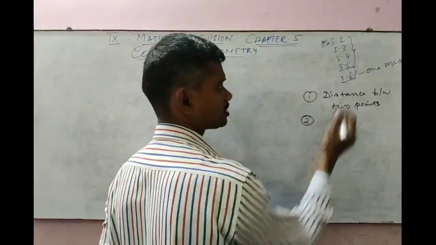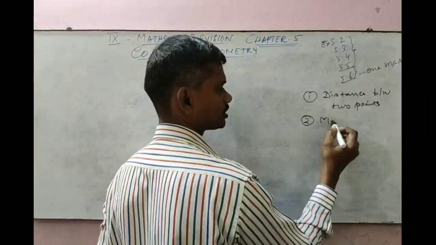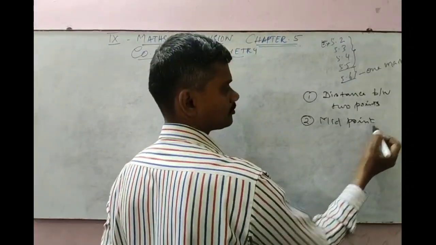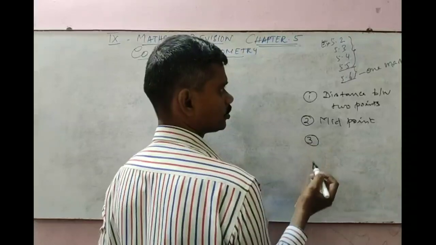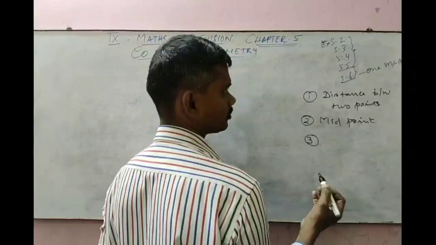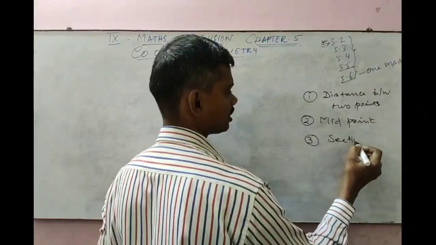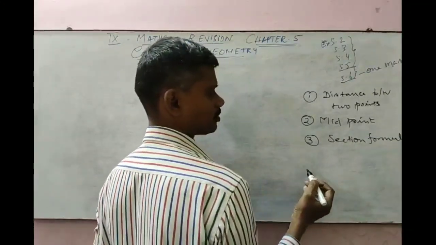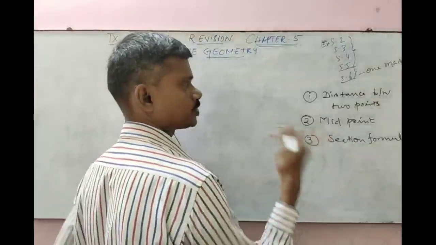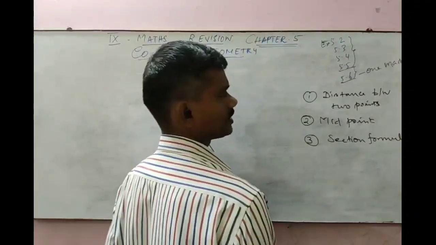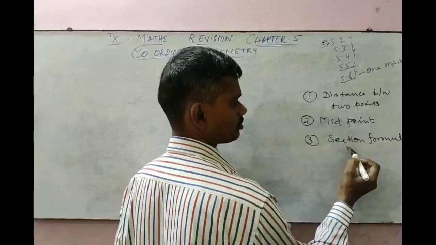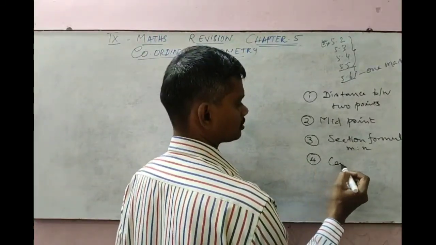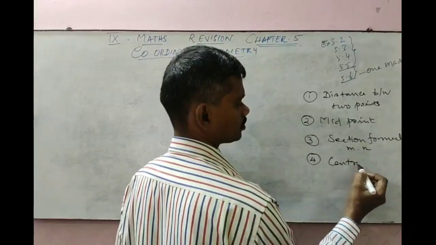Then the second one is 5.3. We are using the midpoint formula, midpoint of the 2 given points. Then third one, that is exercise 5.4. In that we use the section formula. Section formula means the point which divides the given line segment in some ratio, that is m:n. Use that formula.